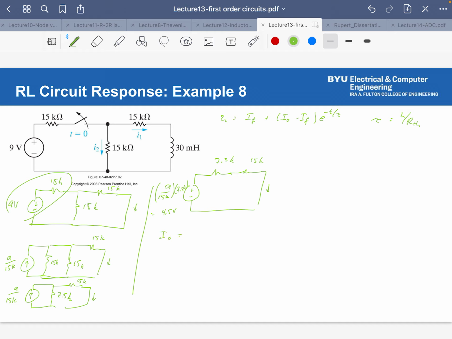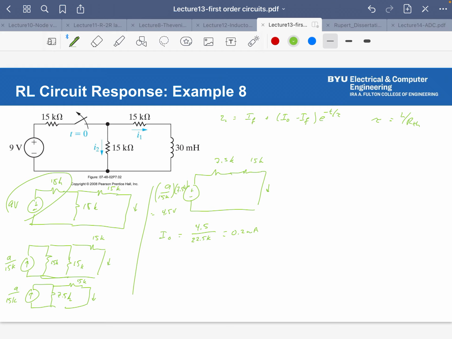So I initial then is going to be 4.5 volts divided by 22.5K. So 4.5 divided by 22.5 is 0.2 milliamps. That's going to be the initial current.